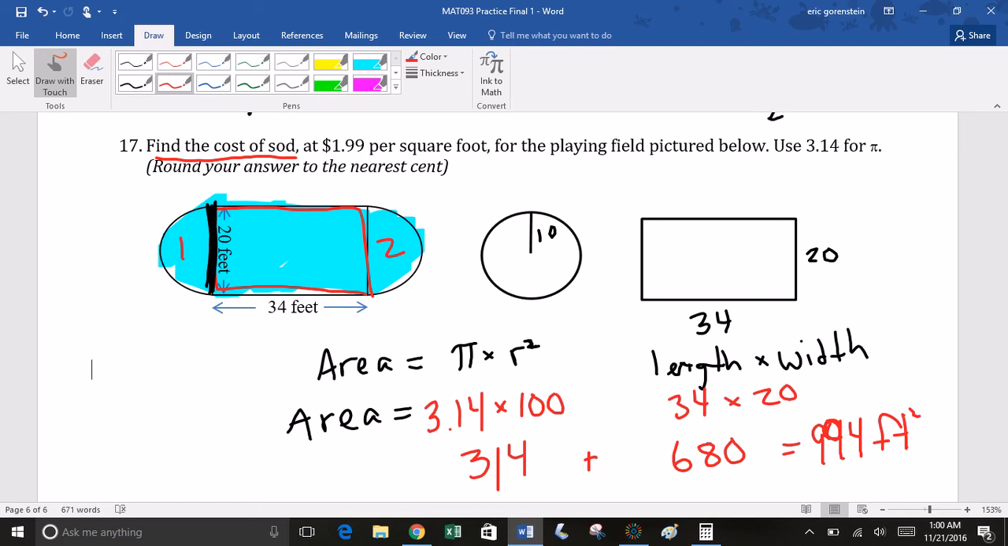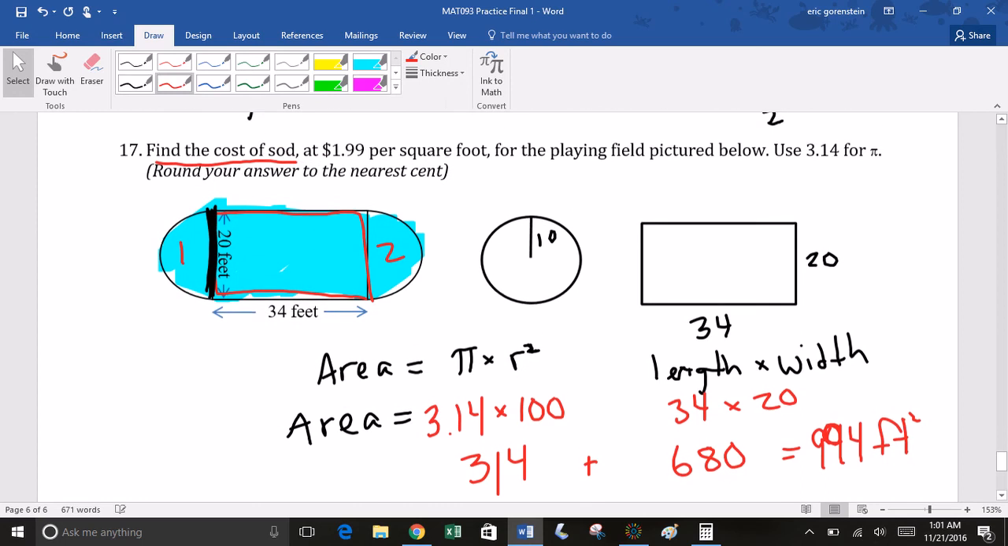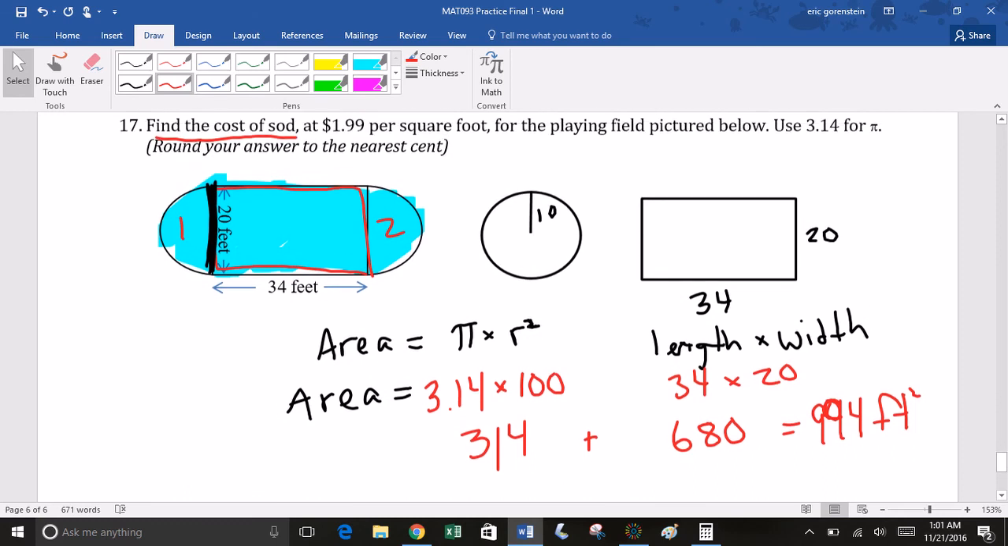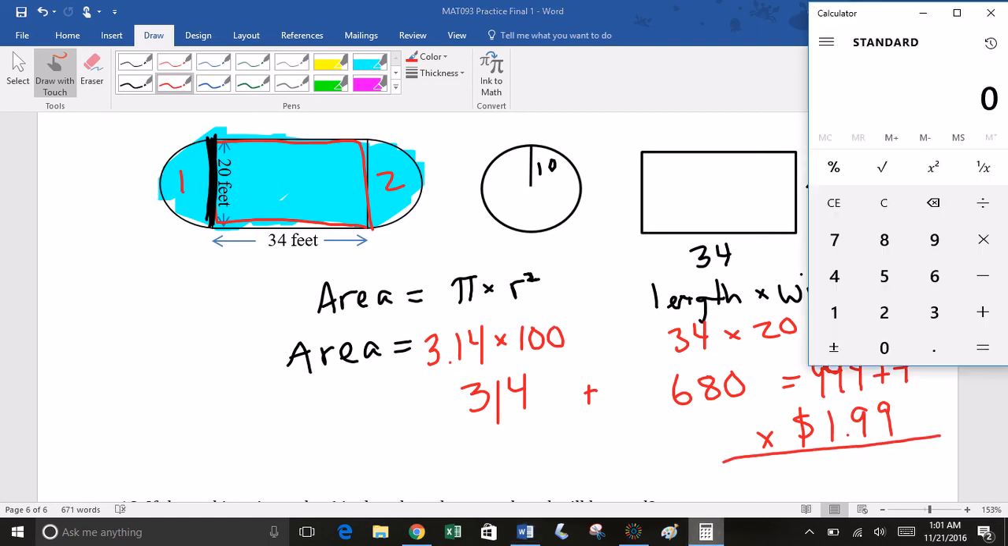Okay, so now we know the area. We have 994 square feet, and if we're buying sod, that's $1.99 for each 1 square foot. Well, we need to buy 994 of them. So our total cost will be 994 times $1.99, because each individual square foot costs $1.99. So let's take this and multiply it by $1.99 per square foot. Okay, let's go to the calculator for that.